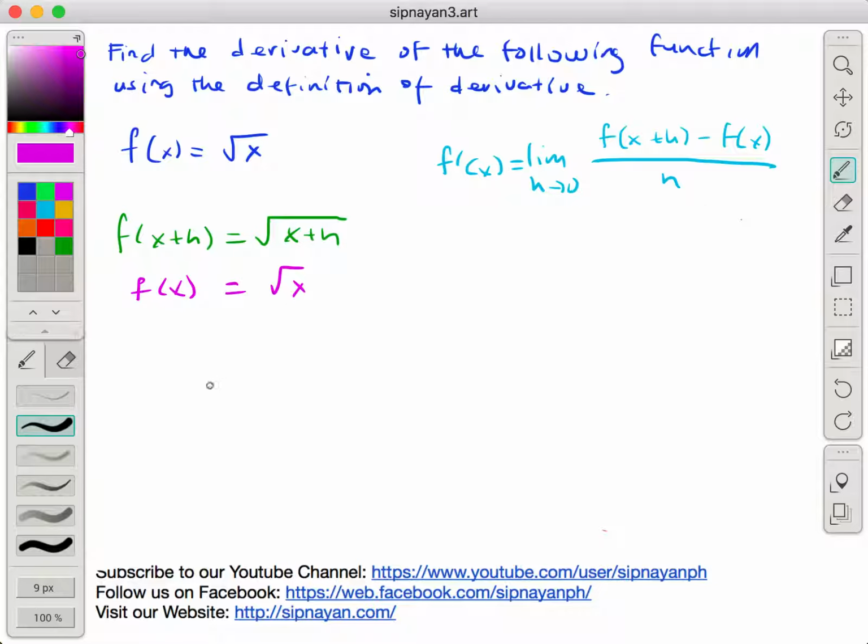Square root of x. And if we have these two expressions, pwede na natin to gamitin itong formula na to. So we have f prime of x is equal to the limit as h approaches 0 of, ano ang f of x plus h natin? Ito, di ba? Square root of x plus h. And then we have minus f of x, which is ito, yung square root of x. And ano yung baba natin? H. Yung denominator natin is h.